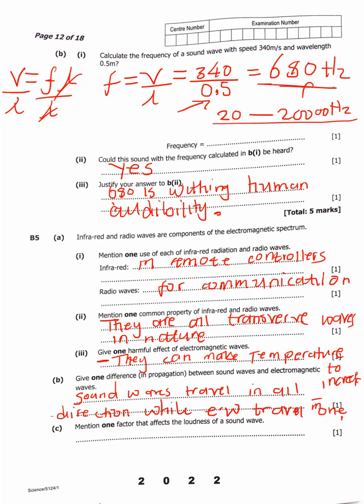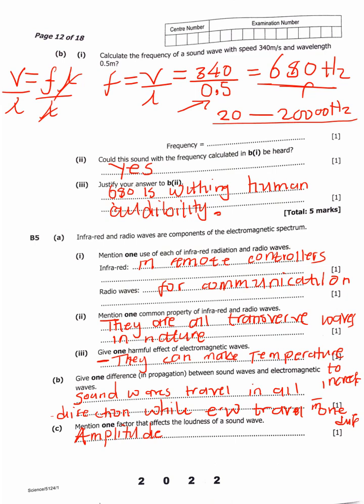In one direction. So the key point is that light does not bend. Light travels in a straight line, but sound can propagate and move in all directions from the source. Now, mention one factor that affects the loudness of a sound wave. Loudness can be affected by amplitude. If we change the amplitude, we change the loudness of our sound. Loudness is just the amount of energy perceived by a listener from that particular sound.